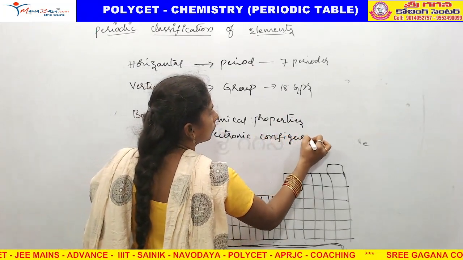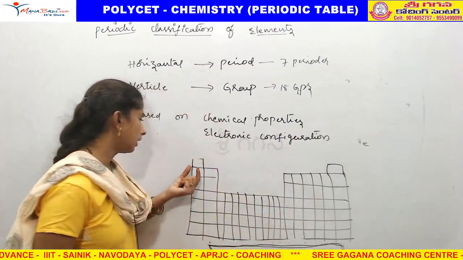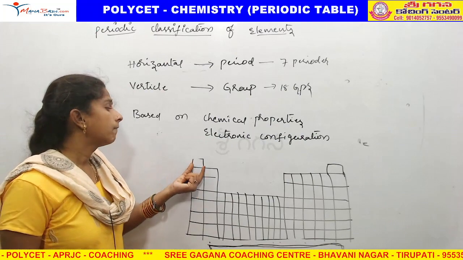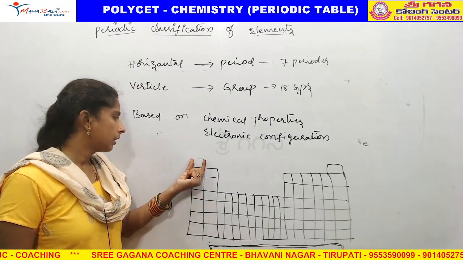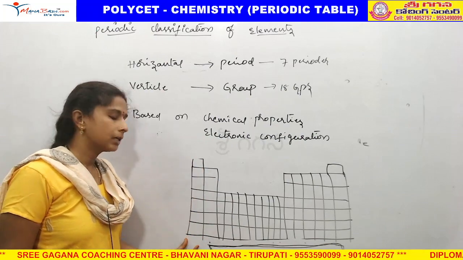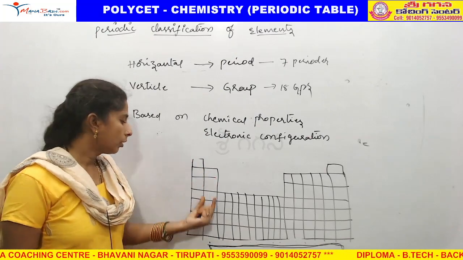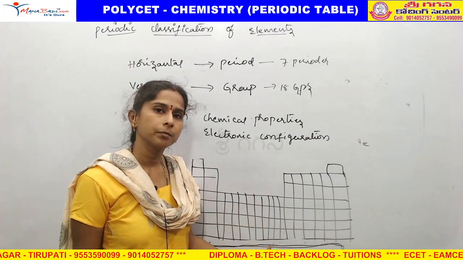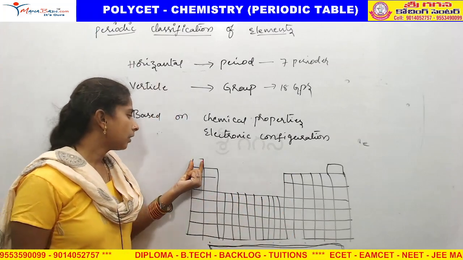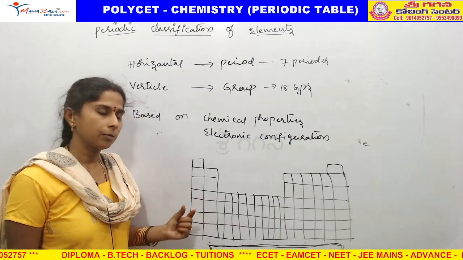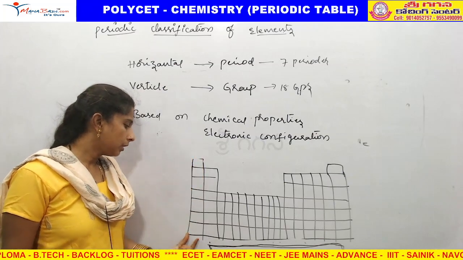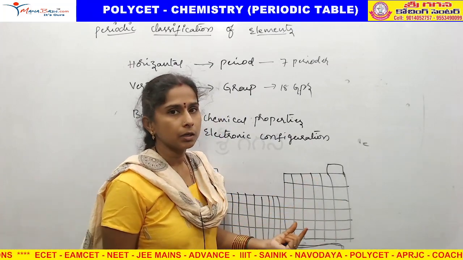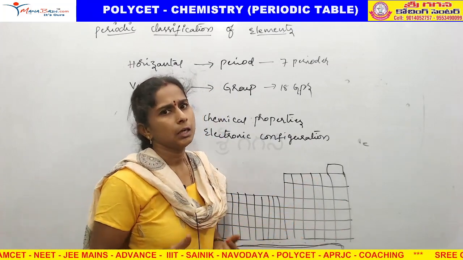Electronic configuration means nothing but valency configuration. Valency configuration for all these elements in a group is the same, and the reactivity nature is the same. In one group all are metals, in another group all are gases, in another all are non-metals.